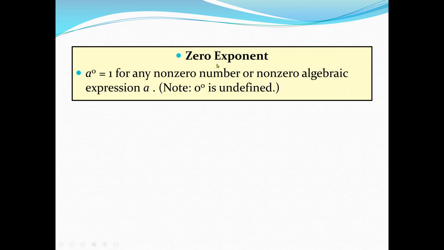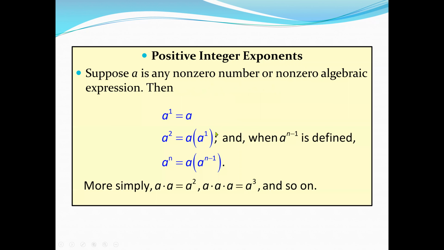So first, we start with the zero exponent. We know that any value or any variable raised to the power 0 is always equal to 1. So here we say that a to the power 0 is equal to 1 for any non-zero number or non-zero algebraic expression a. So again, any value or any variable, in this case a, raised to the power 0 is always 1. Now, we should know that 0 raised to the power 0 has no answer, it's undefined. So again, that's our first rule.